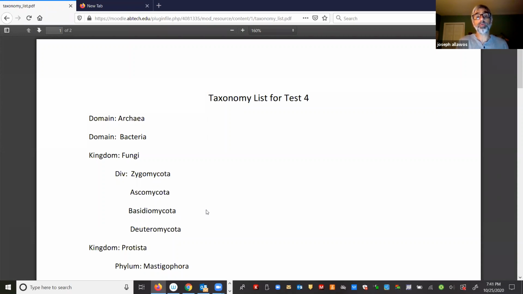What you are responsible for is the human relevance of the group. For example, how is the Ascomycota important to humans? Okay, all right, so let's get started. I'm going to annotate this list as we go.